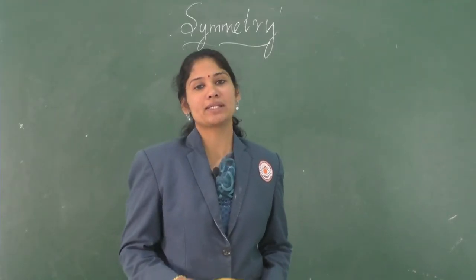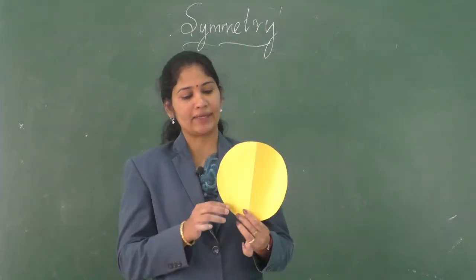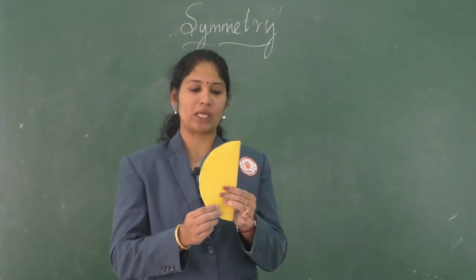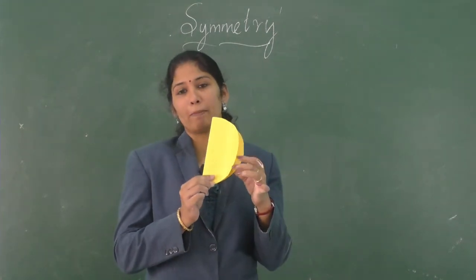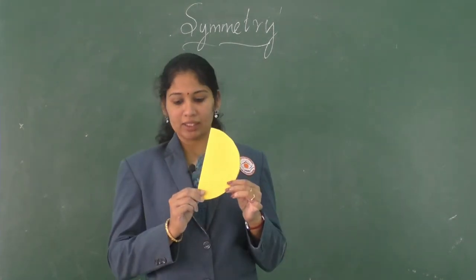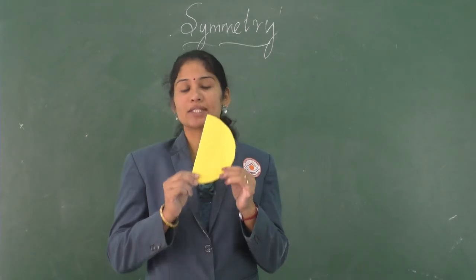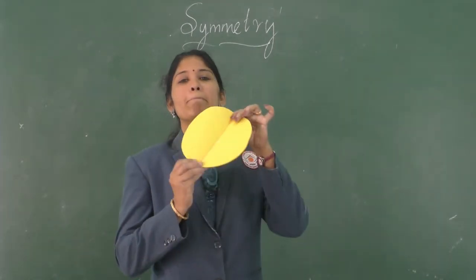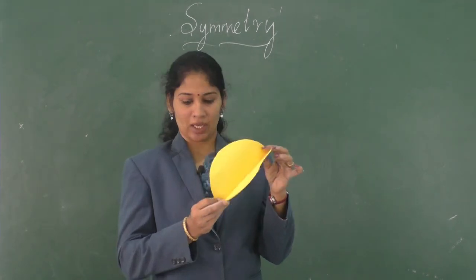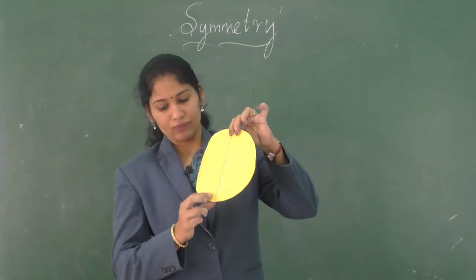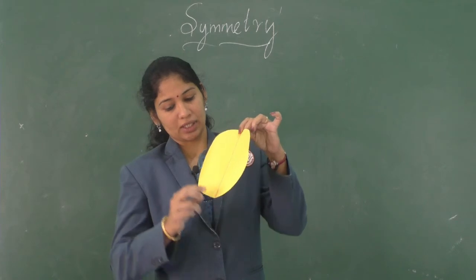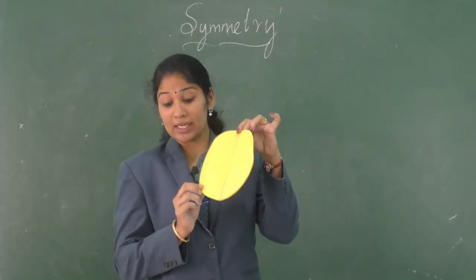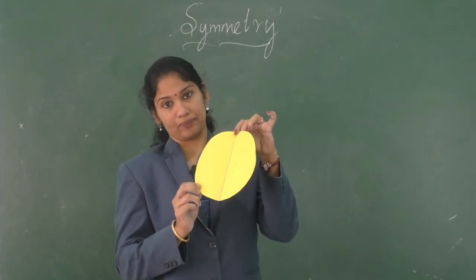Children, our next topic is symmetry. We can divide this figure into 2 equal parts. If one part overlaps with the other part, it is called a symmetric figure. Each part is called a mirror image. The dotted line which divides the object into 2 mirror halves is called a line of symmetry.